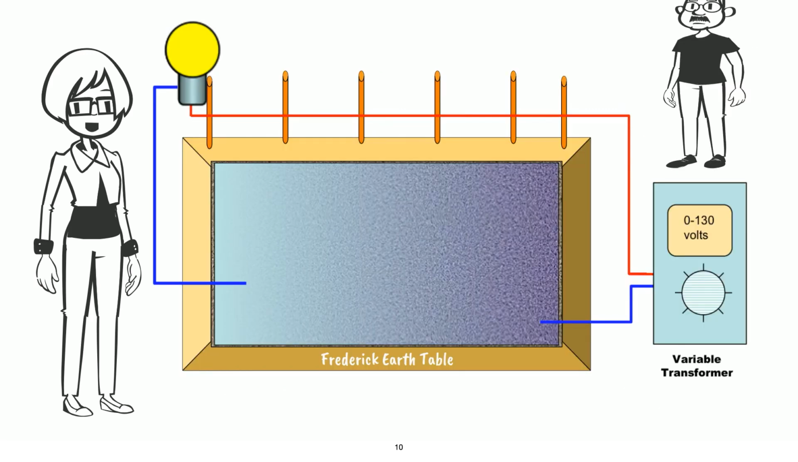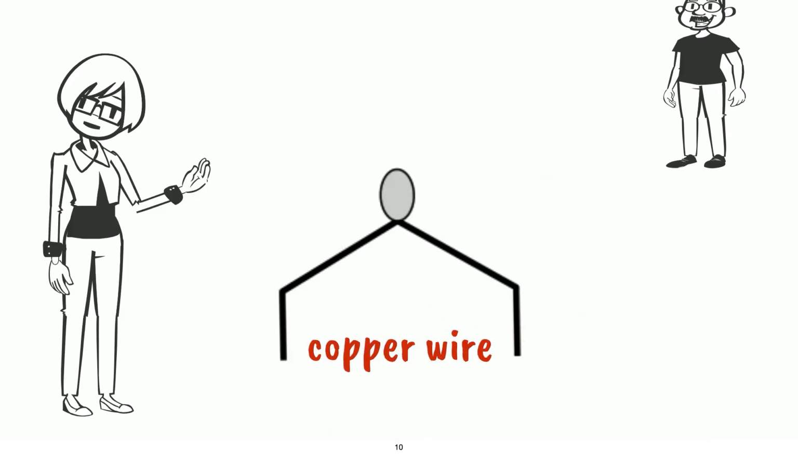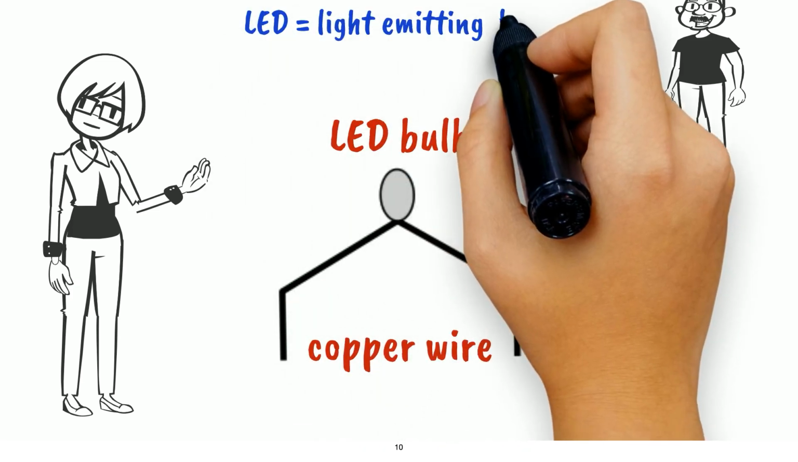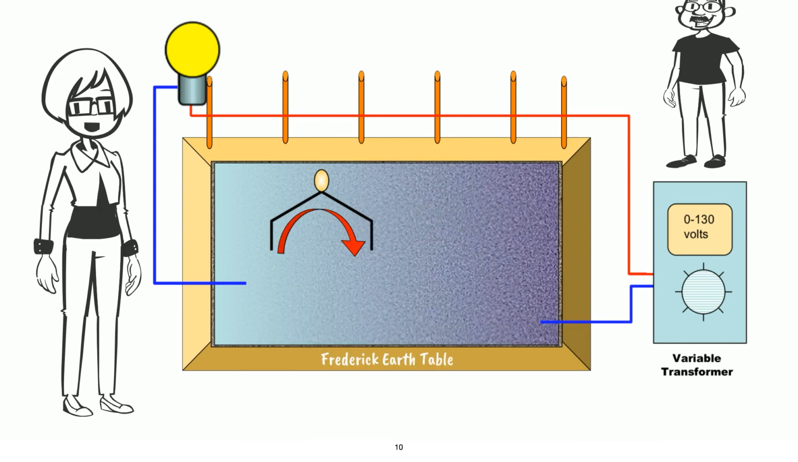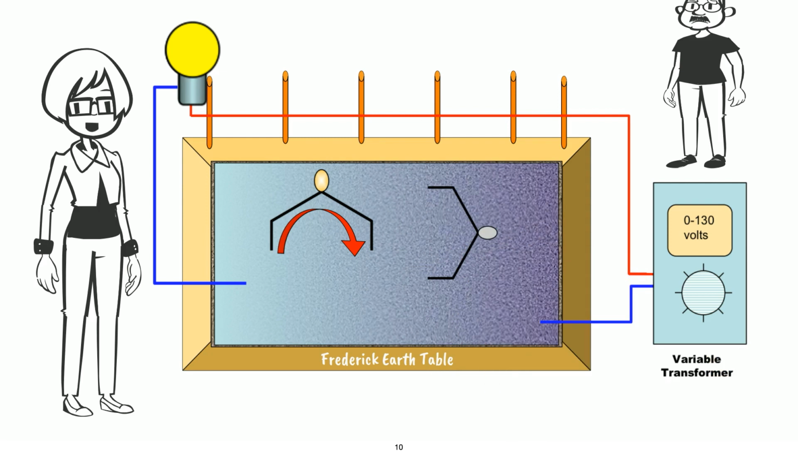Now, let's return to Ralph's Earth table. Ralph did something intriguing. He took copper wire and fashioned it into a person with two legs and connected an LED bulb for the head. When Ralph placed the figure in the soil, its head lit up. This means there is a current flowing through the wire figure, enough of a current to light the bulb. However, when the figure was placed perpendicular to the flow of electricity, the light bulb stayed off.